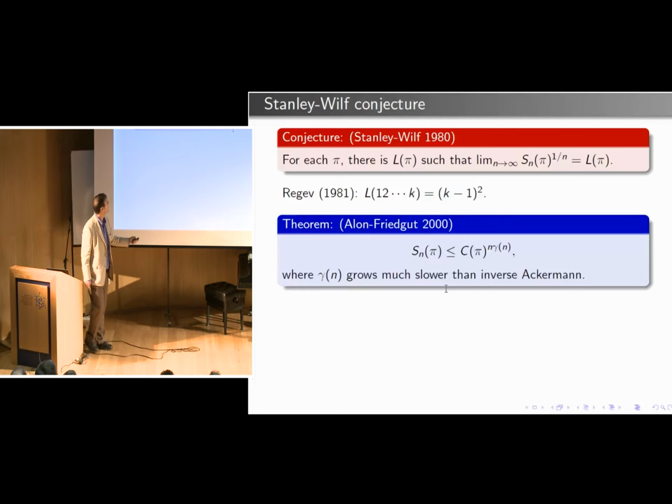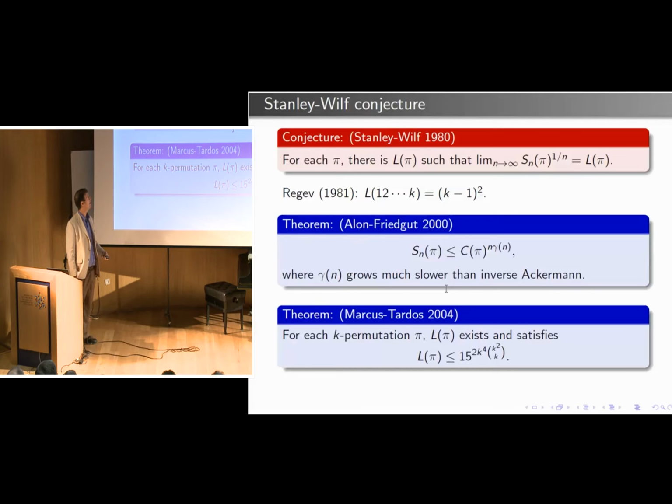And then the next big breakthrough was by Adam Marcus and Gábor Tardos, where they proved the Stanley-Wilf conjecture. They proved that for each k permutation pi, the Stanley-Wilf limit of pi exists and satisfies that it's at most something that looks roughly like double exponential in k.